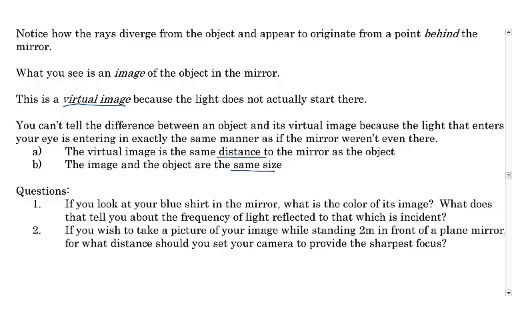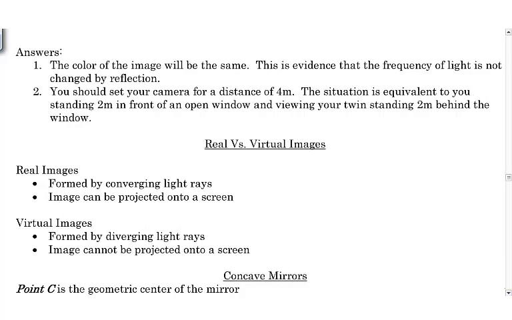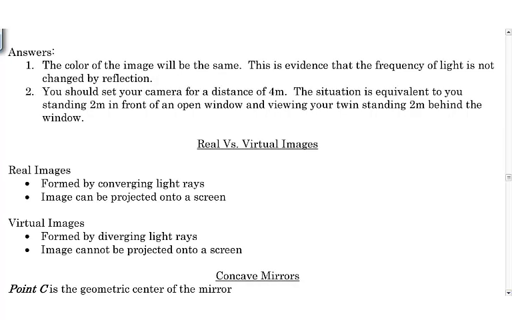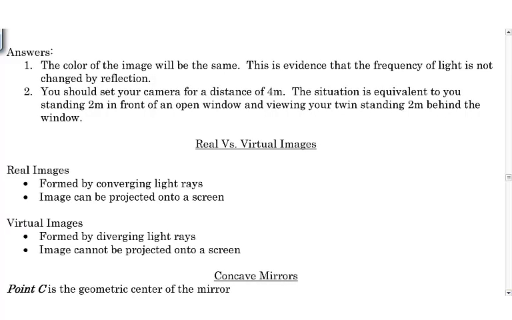And if you take a picture of yourself in front of a mirror, if you're standing 2 meters in front of the plane mirror, at what distance should the focal length be set so that your image is in focus? The answers to those questions are that the color of your shirt will still remain blue, because the frequency of the light is not changed when it is reflected. You should also set the focal length of your camera to be 4 meters. You are standing 2 meters in front of the mirror, and your image will be 2 meters behind the mirror, and therefore your total distance away should be 4.